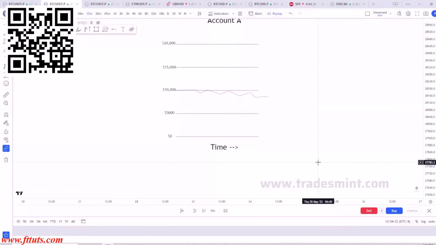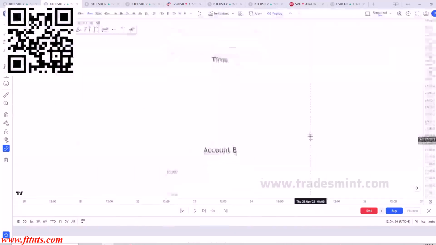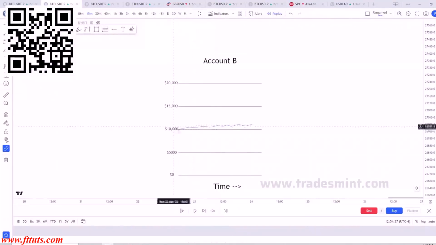So the next example is account B. As you can see, account B looks a lot different than account A. These are not unrealistic examples. They are fairly realistic in my opinion. So with this example, account B, the trader applies their risk management rules and accepts their daily stop loss without exceeding it. They have also aimed for their daily profit target each time they are winning.